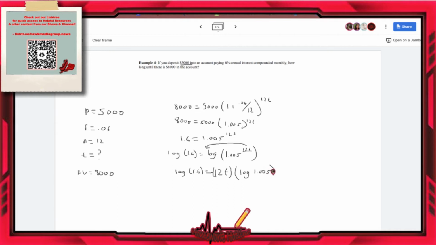And now what we can do is divide each side by log of 1.005. So we have the log of 1.6 divided by the log of 1.005 equals 12t. We simplify the left. I'm going to move up to the right now. Simplify the left, we get roughly 94.2355.